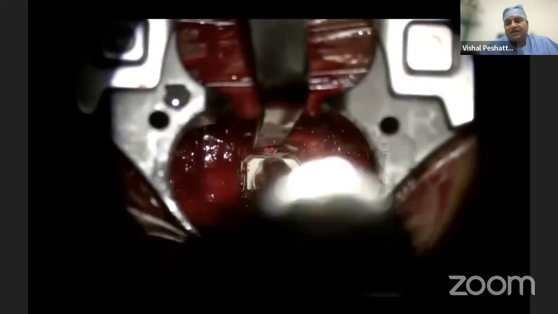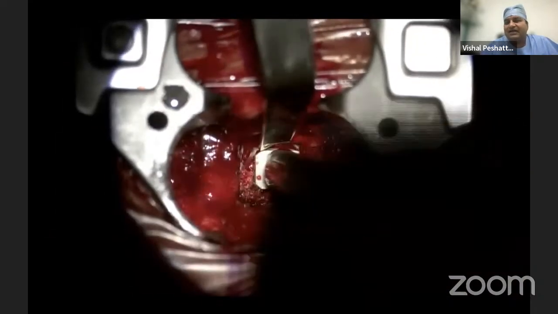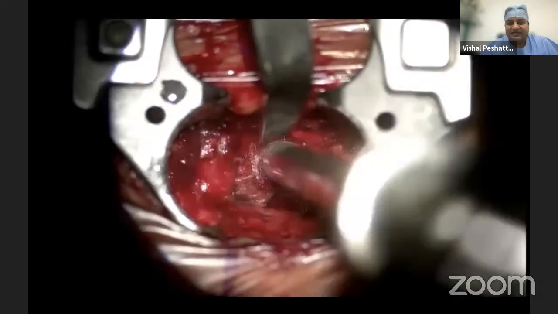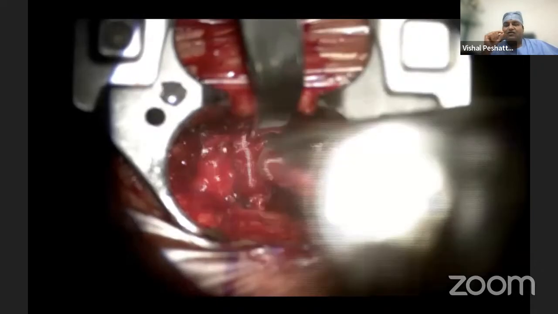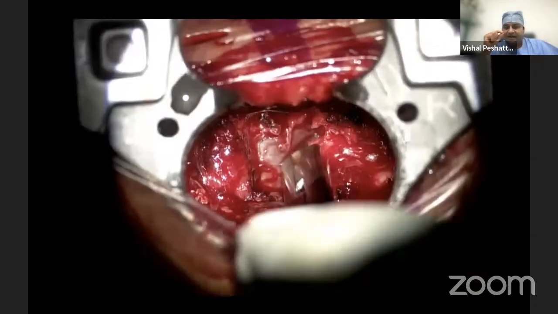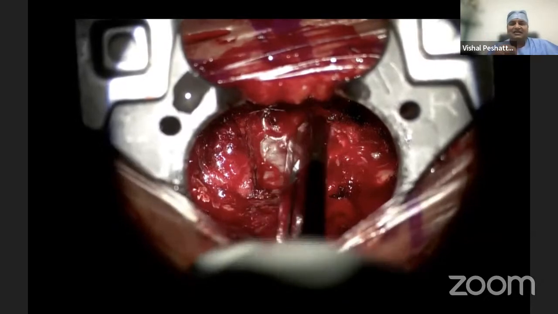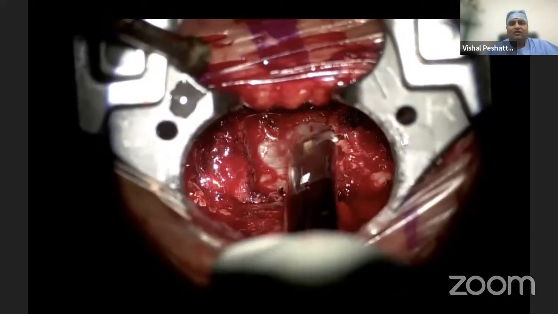If you're putting anything below 12, you're probably undersizing your cages, because there is no disc space which is of that 10 millimeter or 8 millimeter size. So put in adequate size cages. Ensure that the posterior most part of the cage has crossed the posterior most part of the vertebral body. Once that is done, you just go and do over the top decompression.